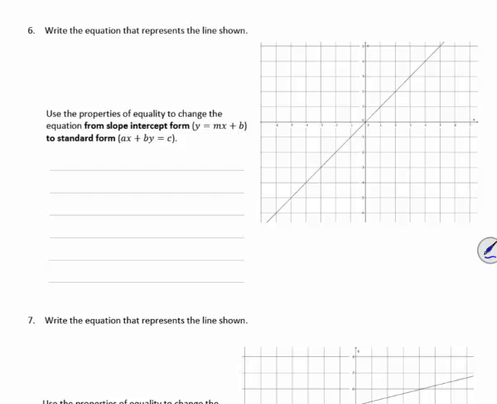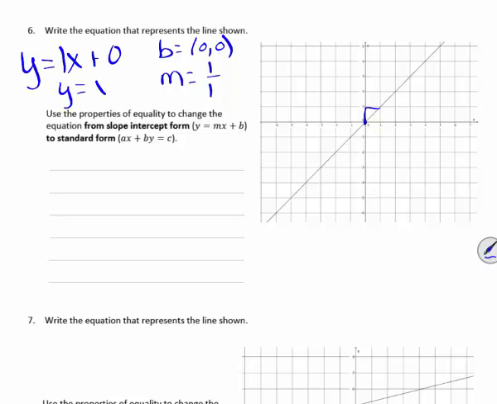Okay, so this time, look, my y-intercept is (0, 0). It's going through the origin. Now I have to figure out my slope. Well, my slope is up 1 over 1. So my equation is y equals x. I could fill in 1x plus 0, which is really y equals x. So when I have to get this one into standard form and I subtract x, I'm going to have negative x plus y equals 0. Now it's in standard form.